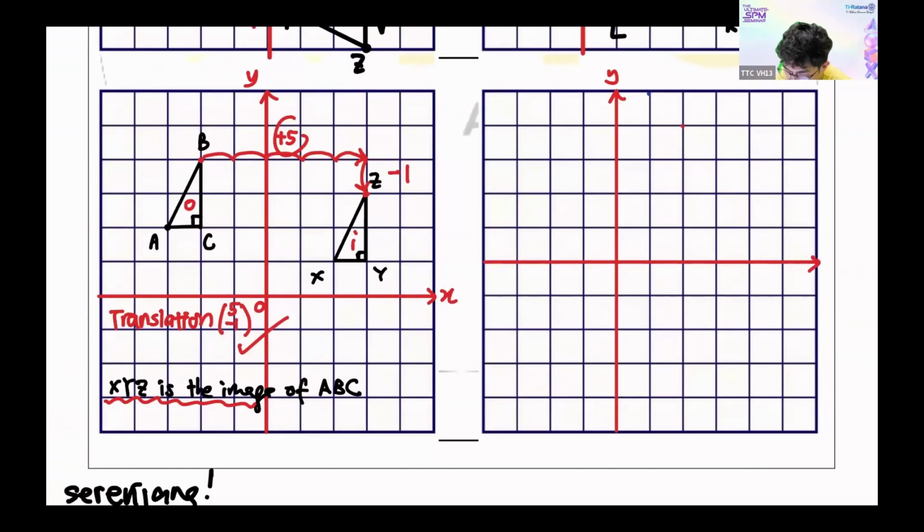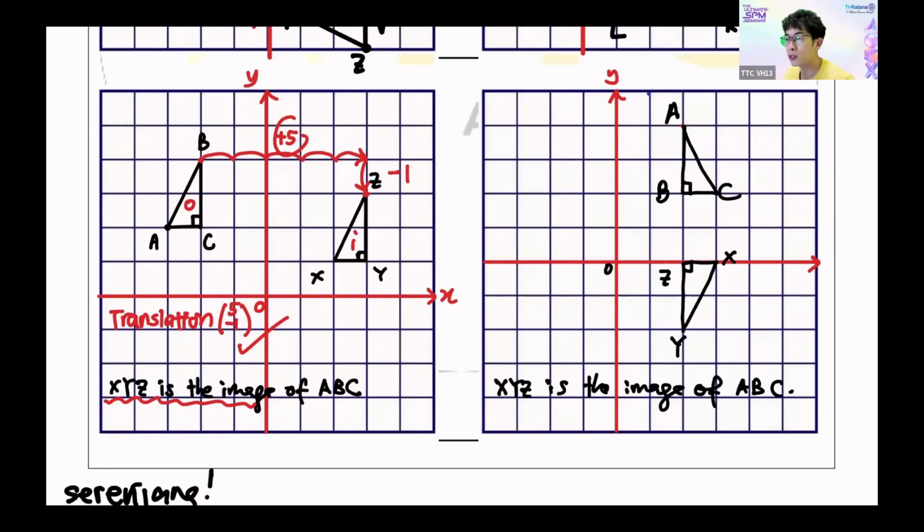I have this picture that looks like this. This is my A, B, and C, and this is my origin, of course. This is my X, Y, and Z. X, Y, Z is the image of ABC. Then we need to describe it. Obviously pantulan, obviously reflection, because when you connect them, B to Z, C to X, A to Y, everything is selari, parallel, right?